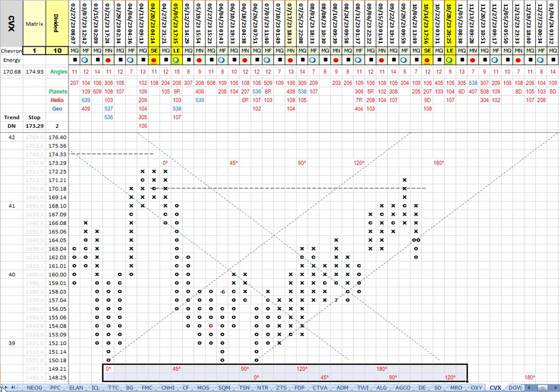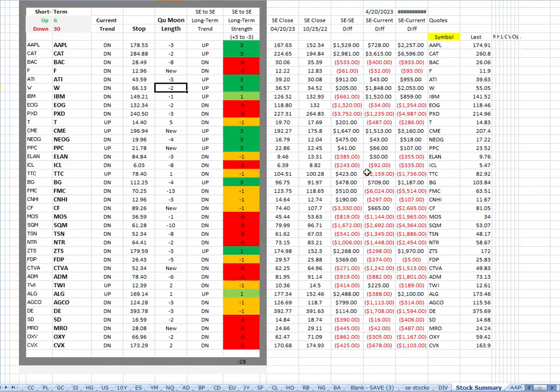Let's go real quick. Oops, I don't want to go to the futures. Stock summary. So this is the summary page. The long-term trends that are above both solar eclipses will get a +3, right? So again, it's the max of +3, -3. Kind of gives me an area.